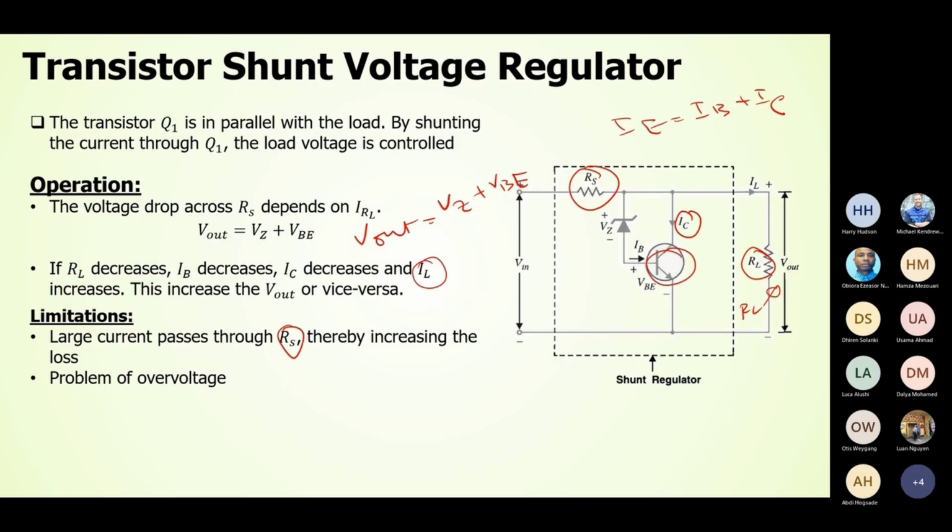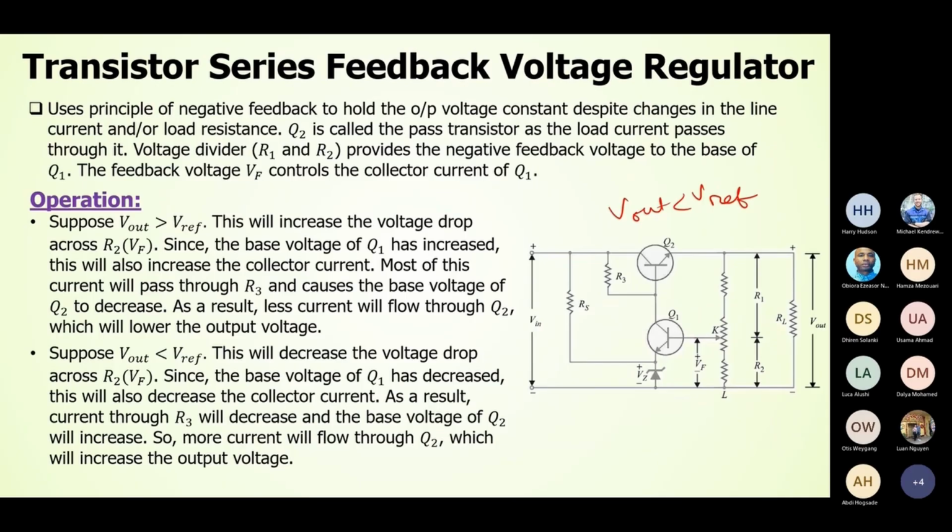So first of all, you have to give the circuit diagram. Then you have to explain the operation: what happens when the voltage increases or decreases, or the load resistor value increases or decreases, and things like that. Then you have to mention some limitations, and also give some potential applications. Then if I ask you how a transistor series feedback voltage regulator works, again you have to give the circuit diagram and explain the operation and things like that.